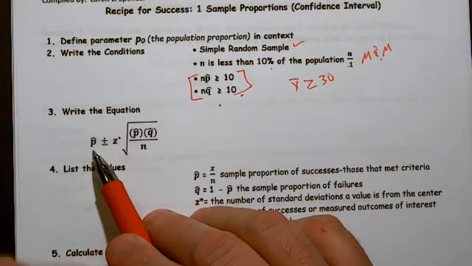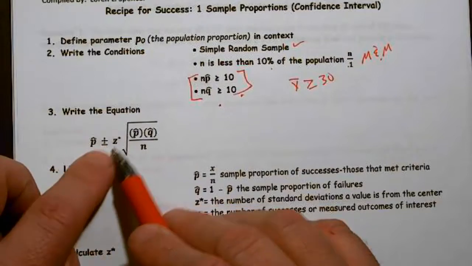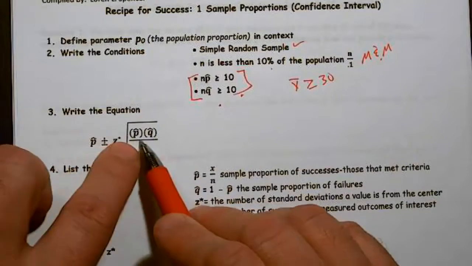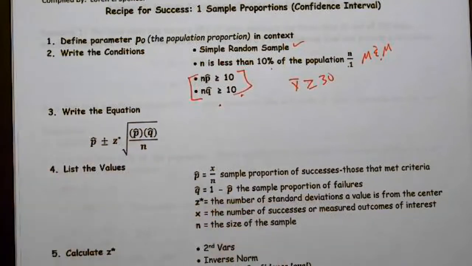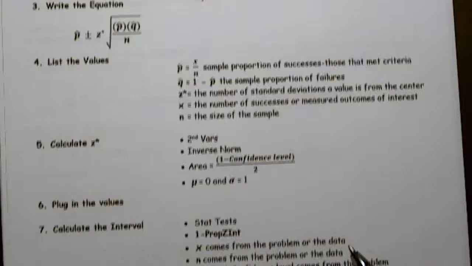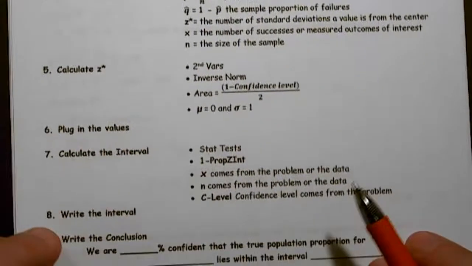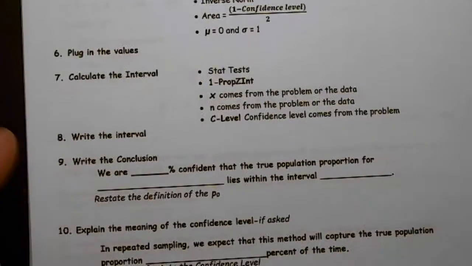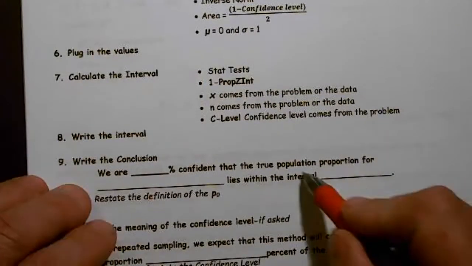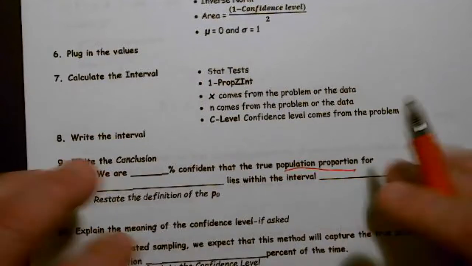This is our sample proportion, plus or minus Z star times the square root of p hat, q hat over n. Nice thing when we're working with Z star, no degrees of freedom. All right, everything runs the same way as when we were doing the Z test. And our conclusion is the same, except now we're talking about the population proportion. So let's go ahead and run this thing.